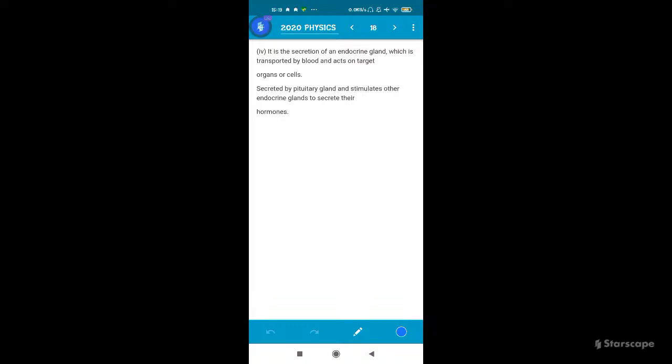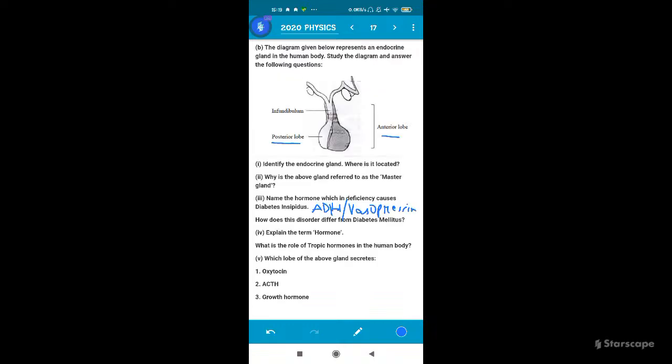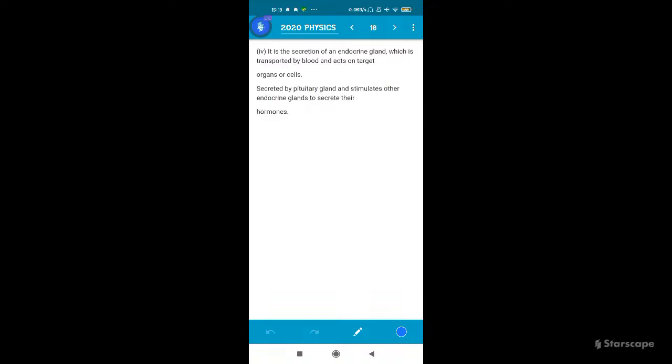So these are hormones. And your next question is, what is the role of tropic hormones in the human body? There are a lot of tropic hormones such as adrenocorticotropic hormones. Then you also have gonadotropic hormones. So what are these tropic hormones? Tropic hormones are also released by the pituitary gland and they stimulate the other endocrine glands to secrete their hormones.